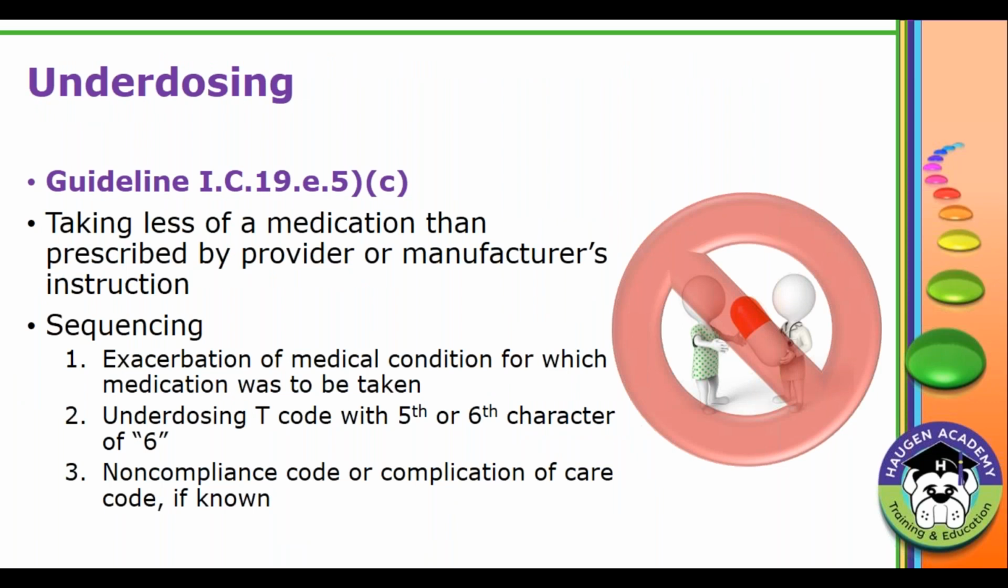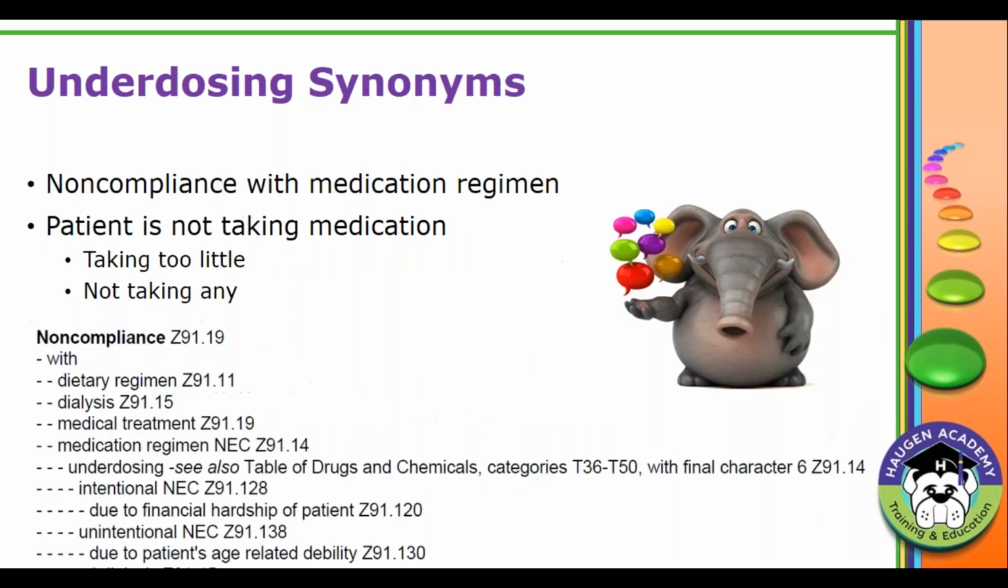Underdosings. So this is taking less of a medication than prescribed by a provider or manufacturer's instruction. The sequencing for underdosings is that the exacerbation of the medical condition for which that medication was to be taken goes first. And then your underdosing T code is second, and it'll have a fifth or sixth character of 6. You also can add non-compliance codes or complication of care codes if known.